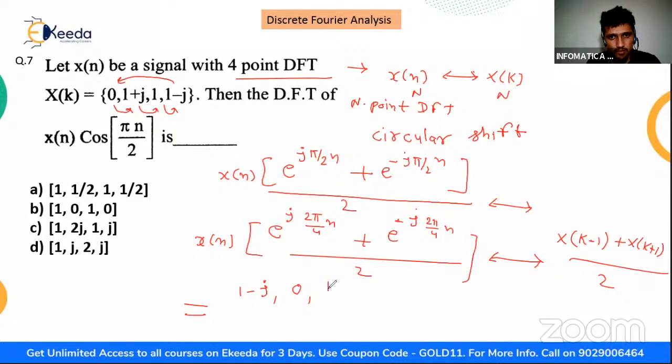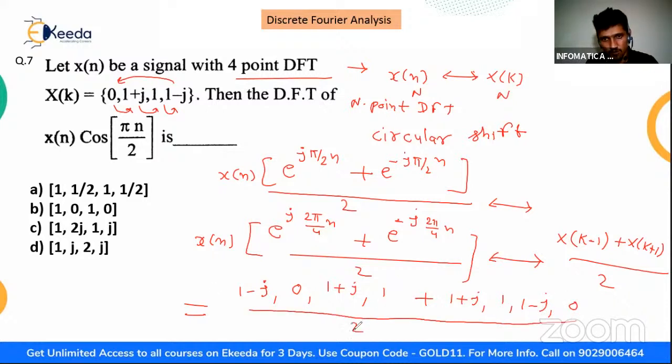then what will be the next? 1 plus j, and then it will be 1. This is our first, and we have to sum it with the second. This is the right shifting and this is the left shifting. Again we will repeat it in the reverse direction. This 1 plus j will come here, 0 will come here. So we will start with 1 plus j, then 1, then 1 minus j, and then 0, and we have to just divide it by 2.